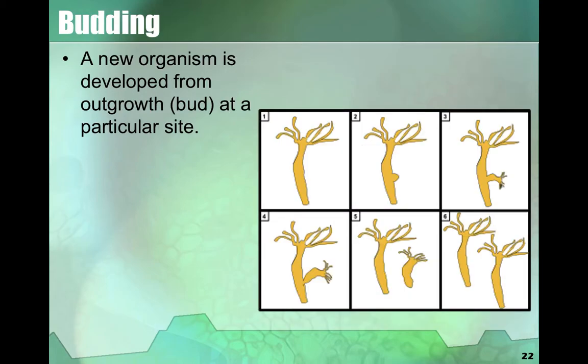The next one we have is budding. This is when a new organism develops from an outgrowth, or we can just call it a bud, at a particular site. So if you follow the picture order, in this first image, there's nothing there. We get a little bit of a bump maybe. Second one, we start having that bud, that outgrowth. And the next thing you know, it just keeps happening. And boom, it's smaller, then it grows into an identical as the original. So that would be budding.